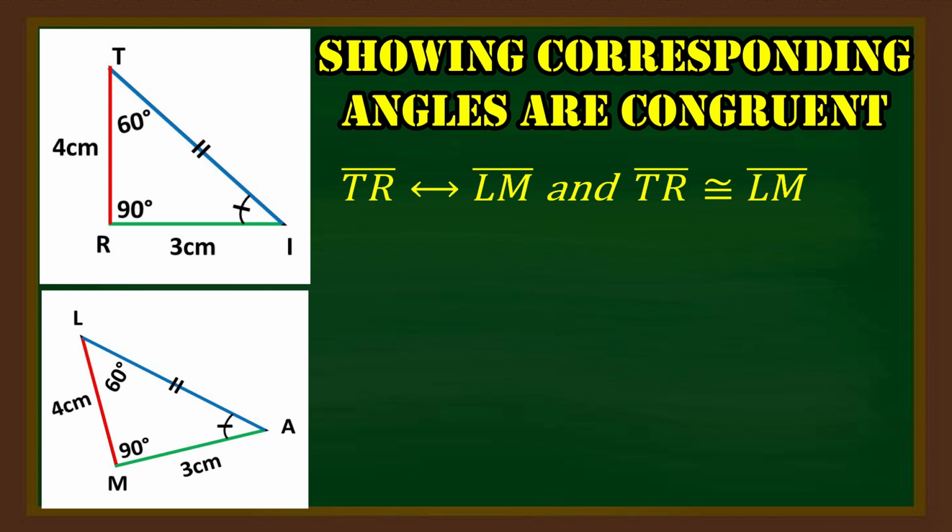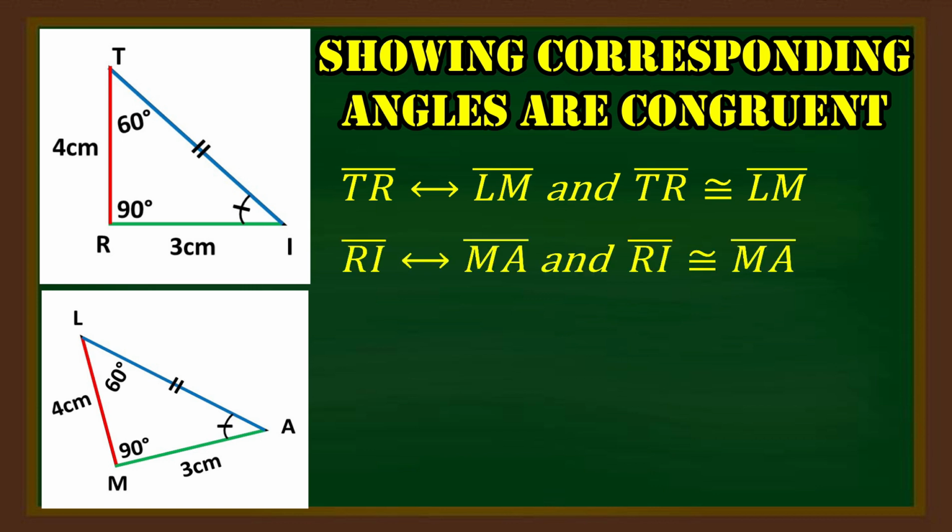So we have side RI corresponds to side MA. And these two sides are also congruent since RI and MA measure the same, which is 3 cm. And lastly, we have side TI corresponds to side LA. And these two sides are also congruent since they both have the tick mark, or Roman numeral number 2.